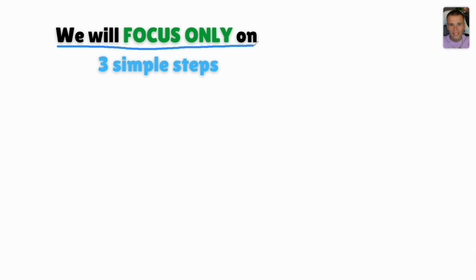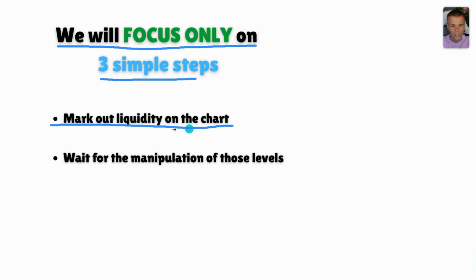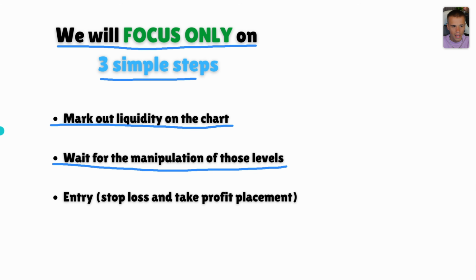So there are 3 simple things that we are going to focus on, and those 3 things are marking out the liquidity on the chart. Basically this is what the indicator is going to be used for, because it's going to do it for us. And of course we are going to have full understanding of why it actually works. Then we are going to wait for the manipulation of those levels that the indicator is going to mark for us, and then all we have to do is enter the market, put a stop loss, and put a take profit, and just wait to see what the actual outcome is going to be.